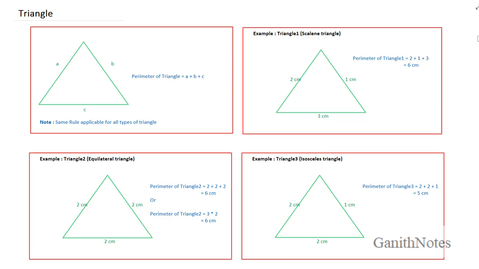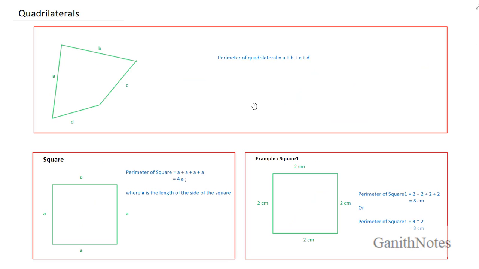Let's move on to the next type of geometrical figure, which is quadrilaterals. Quadrilaterals are geometrical figures which have four sides. Given a quadrilateral with sides of length A, B, C and D centimeters respectively, how do we find its perimeter? It is the sum of the lengths of the sides, that is A plus B plus C plus D.